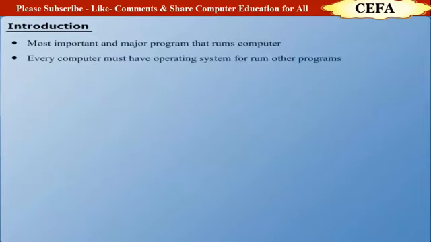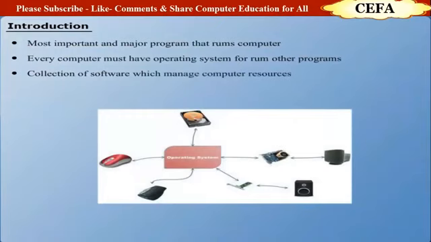An operating system is the most important and major program that runs on a system. Every computer system must have an operating system in order to run different programs. The operating system is a collection of software which manages various computer hardware resources. Additionally, it provides common services to different computer programs.